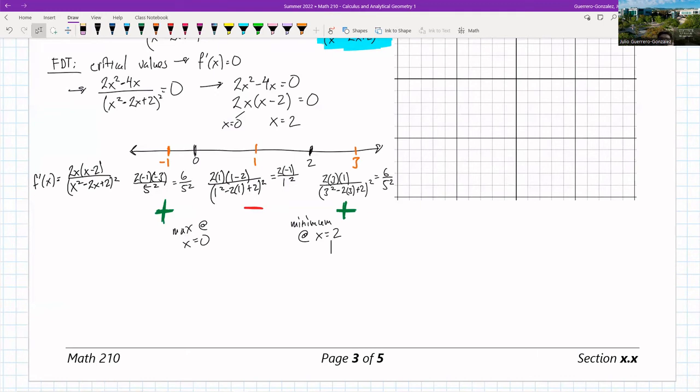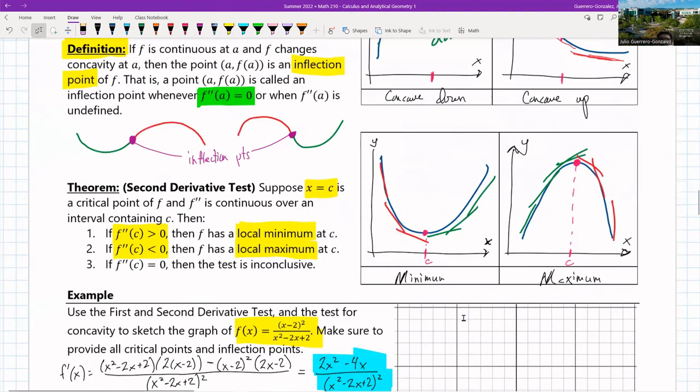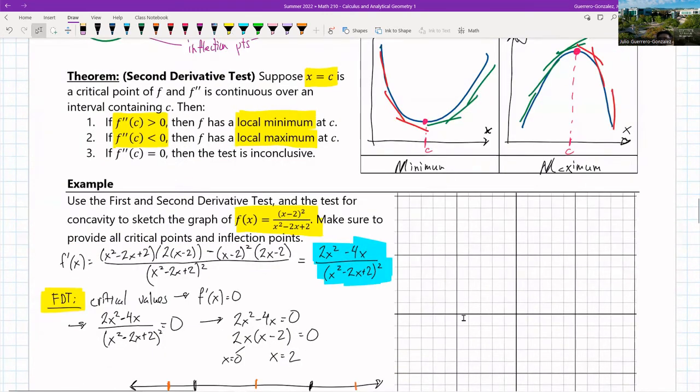Okay. That concludes first derivative test. Okay. So let me go ahead and do second derivative test. So the second derivative test deals with whether or not we have local maximums or minimums, right?